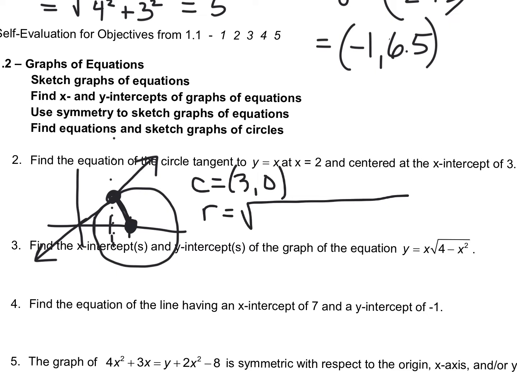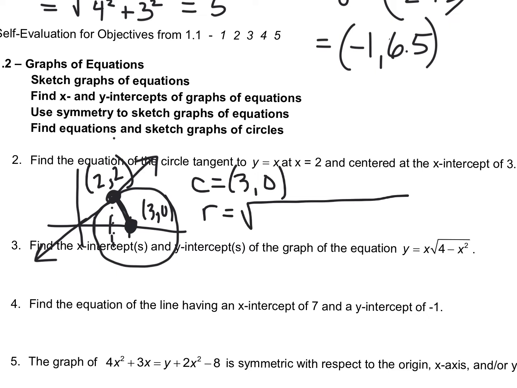Well, what is this point? The center is 3, 0. This point is where x equals 2 on the line y equals x. So we just go, if x equals 2, what does y equal? It has to equal the same thing, because it's the line y equals x. So if x equals 2, y equals 2.